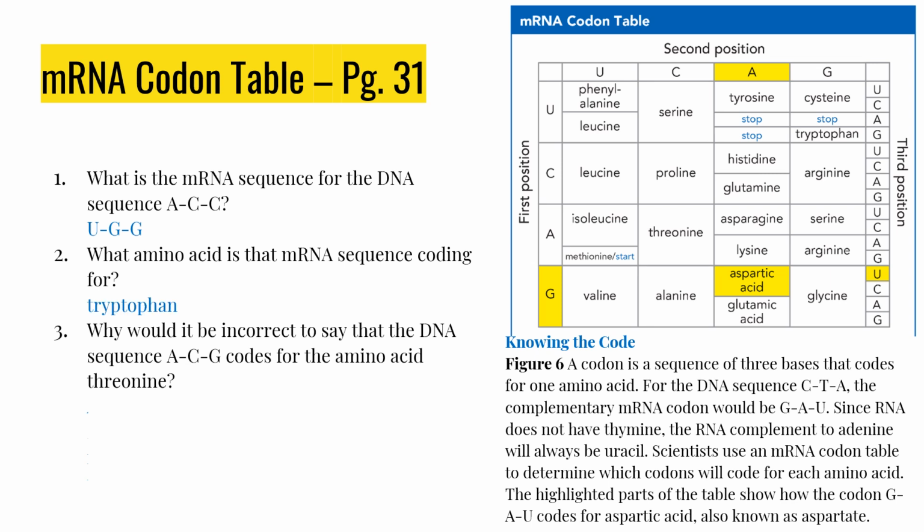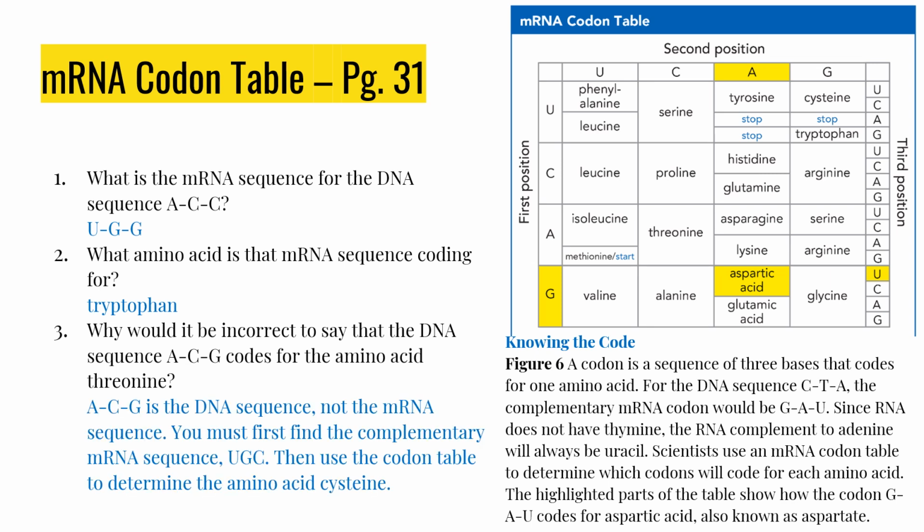Why would it be incorrect to say that the DNA sequence ACG codes for the amino acid threonine? So, if we see DNA ACG, we first have to do the RNA. So, ACG is the DNA sequence, not the mRNA sequence. You must first find the complementary mRNA sequence, UGC, then use the codon table to determine the amino acid cysteine.